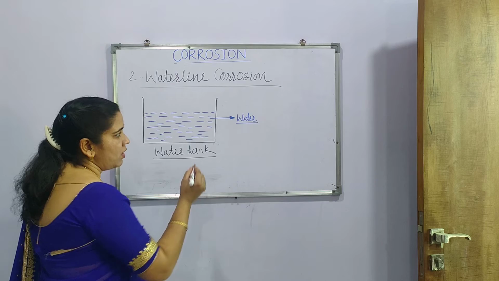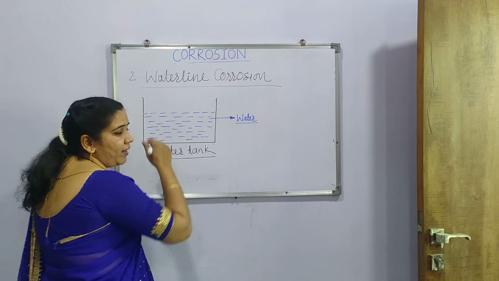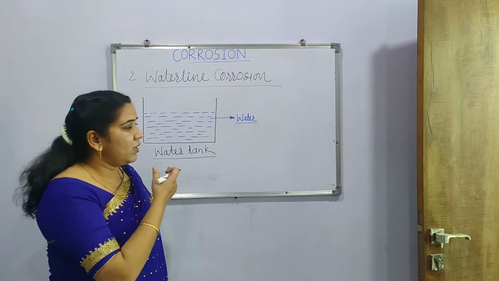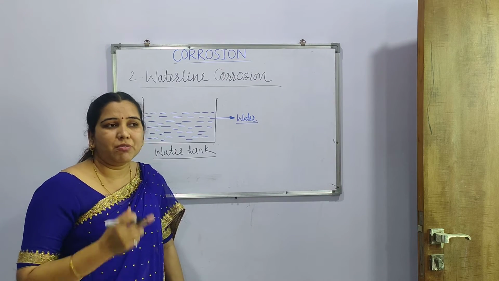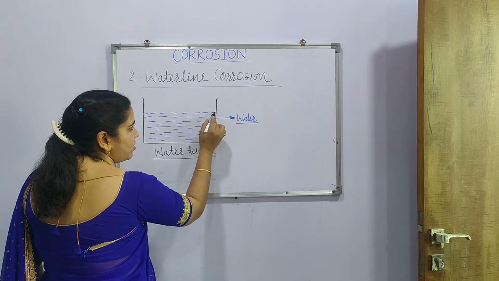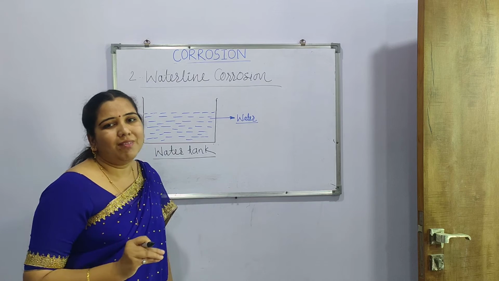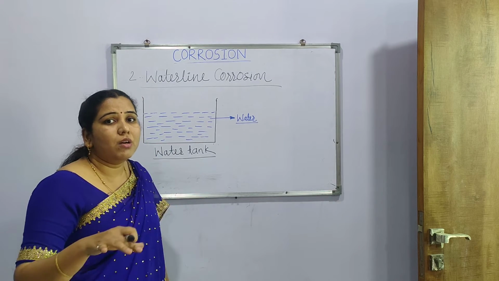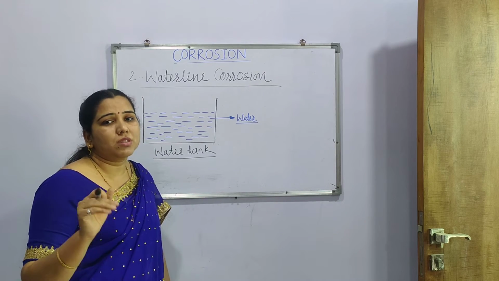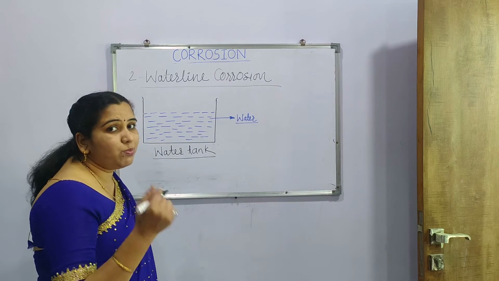Now how does it occur? You can see here this particular edge of the tank. This is just a 2D diagram, but in a 3D view, at the circular level of this water tank, just below the level of the water is where the maximum amount of corrosion occurs. Now how does this process occur?